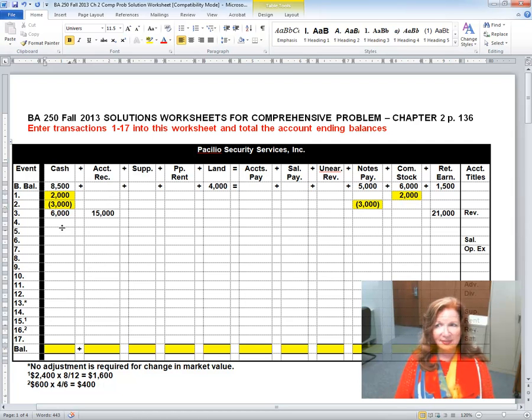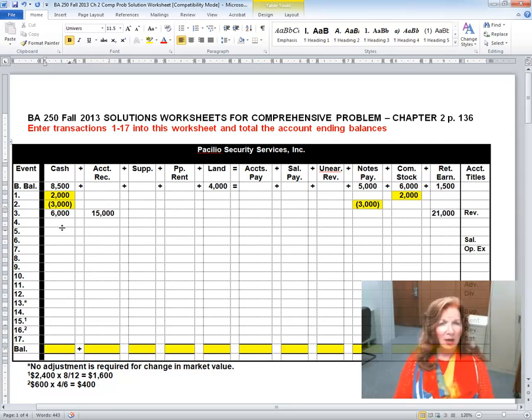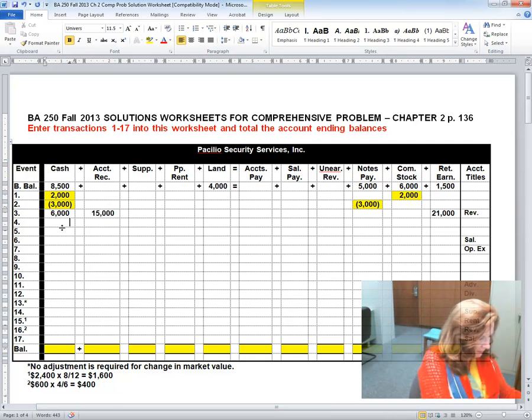Cash went up by 6,000. Accounts receivable went up by 15,000. So then you continue on with these transactions. I think the transaction for rented a building is pretty clear.